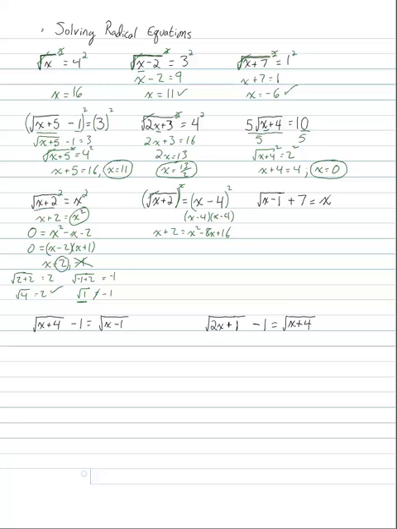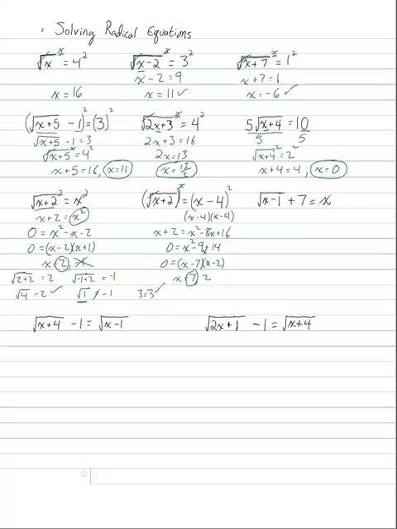Again, it's a quadratic, so I'm going to get everything over on one side equal to 0. So I'll get x squared minus 9x plus 14 equals 0. So (x - 7)(x - 2) equals 0. So x equals 7 and 2. I want to check. If I try 7, I'll get the square root of 7 plus 2, which is 9. The square root of 9 is 3, so I'll get 3 on one side. On the other side, I'll get 7 minus 4, so 3. That works.